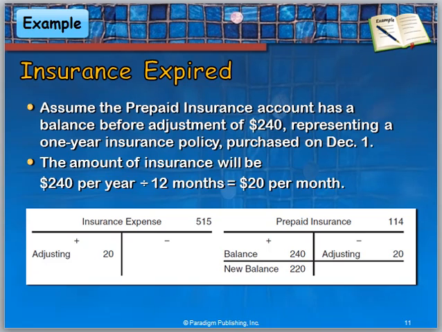Now you see we are debiting insurance expense for $20, and we're crediting prepaid insurance for $20. And if we subtract that, then our new balance is $220. So this represents 1 month that we have used this insurance. And then next month we're going to take off another $20, and the next month another $20, and so forth, using the same kind of entry.